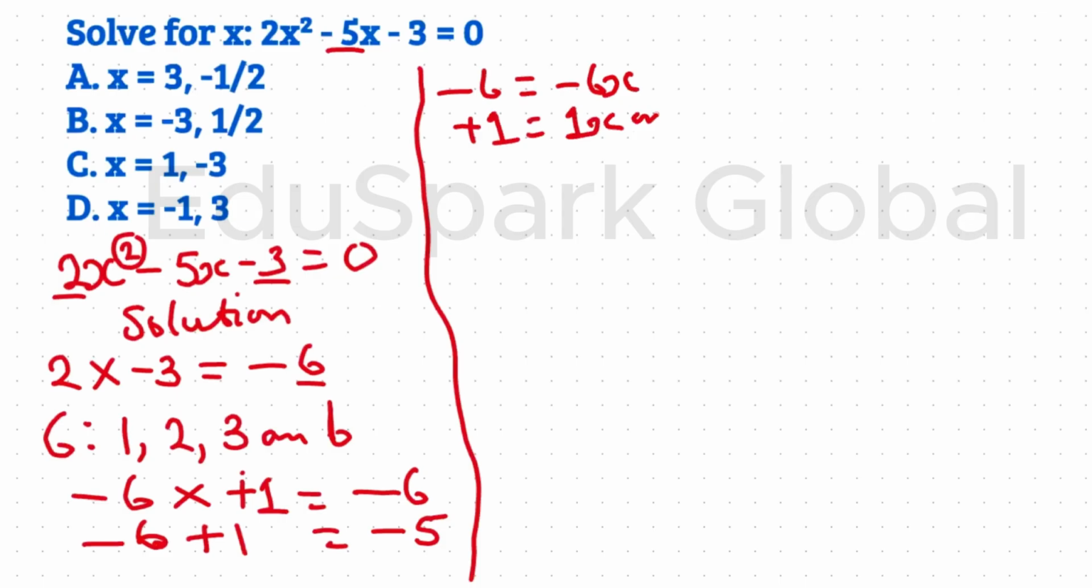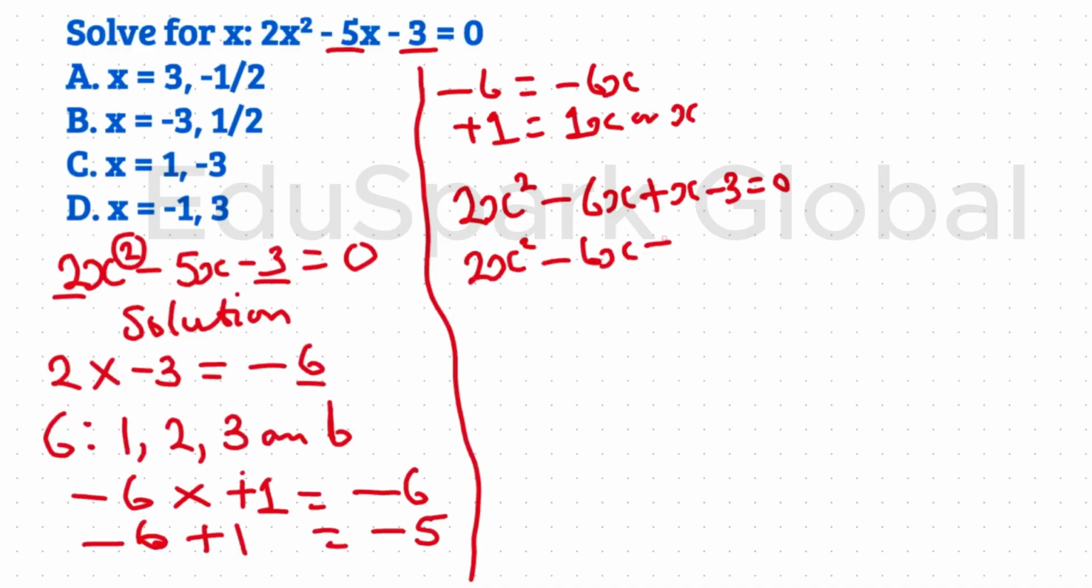Okay, so let's replace the middle term, which is negative 5x, with these two factors. So I'm going to have 2x squared minus 6x plus x, then we also put this minus 3 equals 0. Okay, so the next thing is for us to group them together. So we're going to have 2x squared minus 6x plus x minus 3 equals 0. So let's group them in twos.